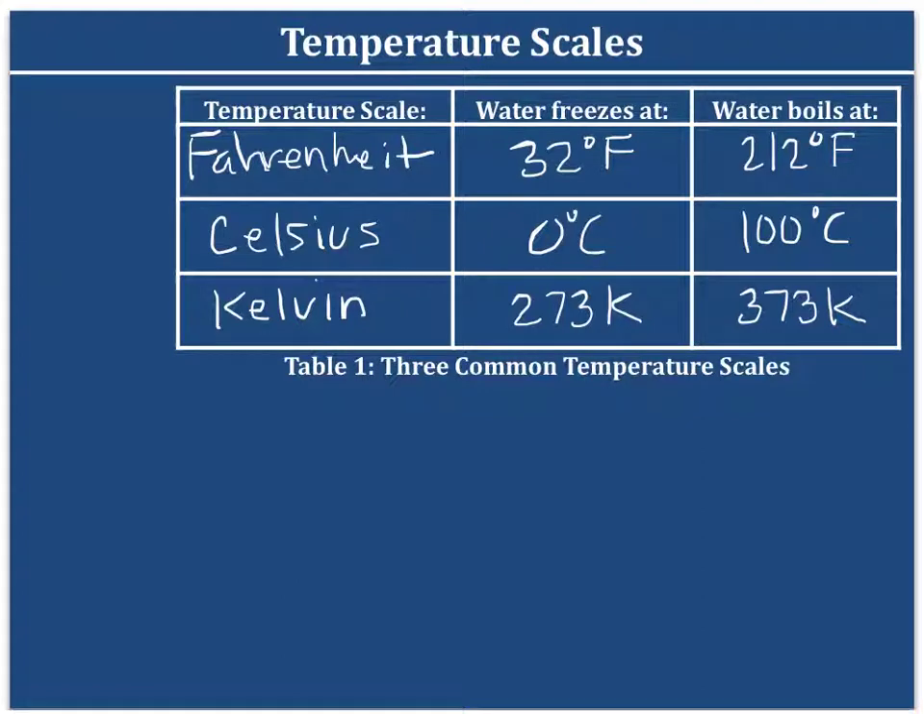The Kelvin scale is also called the absolute scale because Kelvin temperatures can never be negative. The lowest Kelvin temperature is 0 kelvins, which corresponds to negative 273 degrees Celsius.